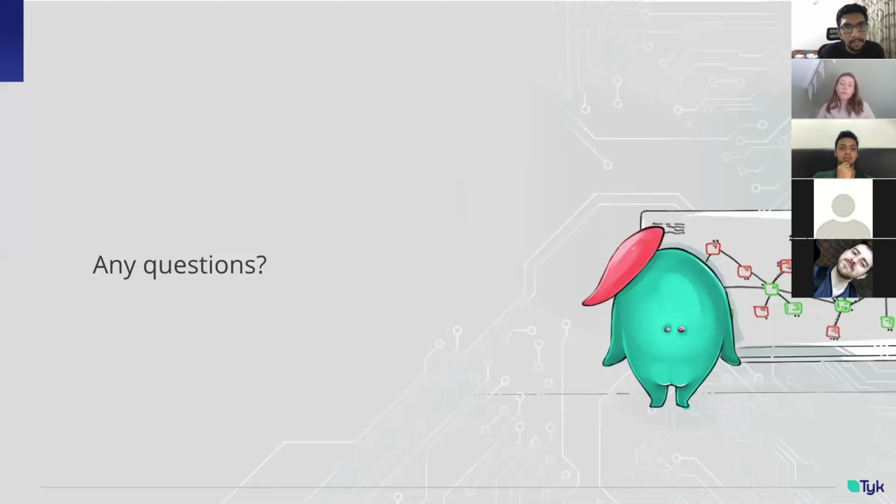Hotjar is one of those tools. FullStory is another one of those tools. Mouseflow, I think, is another one. There are quite a few where you can actually see visual recordings of people using your product.